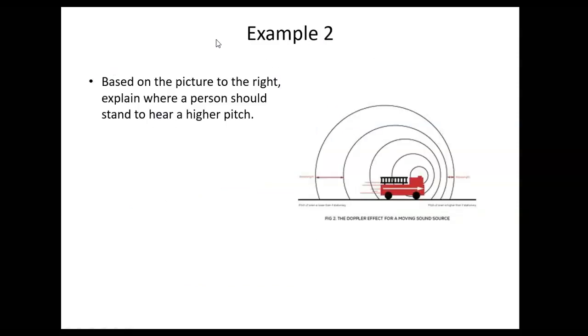In this example 2, it says, based on the picture to the right, explain where a person should stand to hear a higher pitch. Okay, so to answer this question, remember higher pitch corresponds to frequency. So we want to know, where would a person have to stand to hear a higher frequency? Well, the frequency is going to be the highest where the wavelength is closest together. And so they would have to stand over here, so that the fire truck is going towards them to hear the higher pitch. And again, that is because of the Doppler effect. So if you were asked, what wave behavior is this talking about, this is, of course, the Doppler effect.